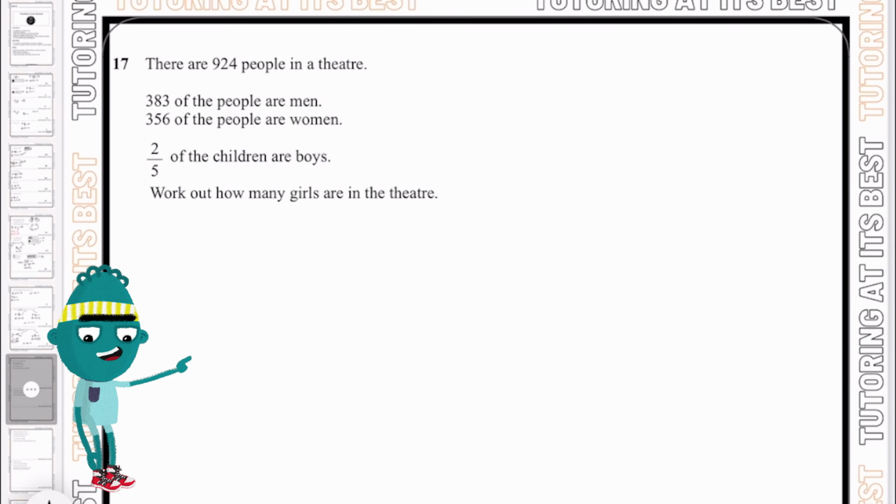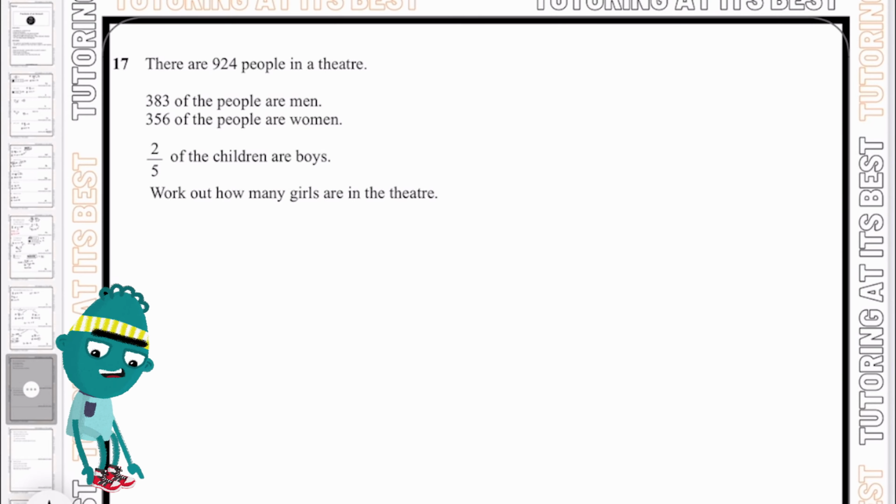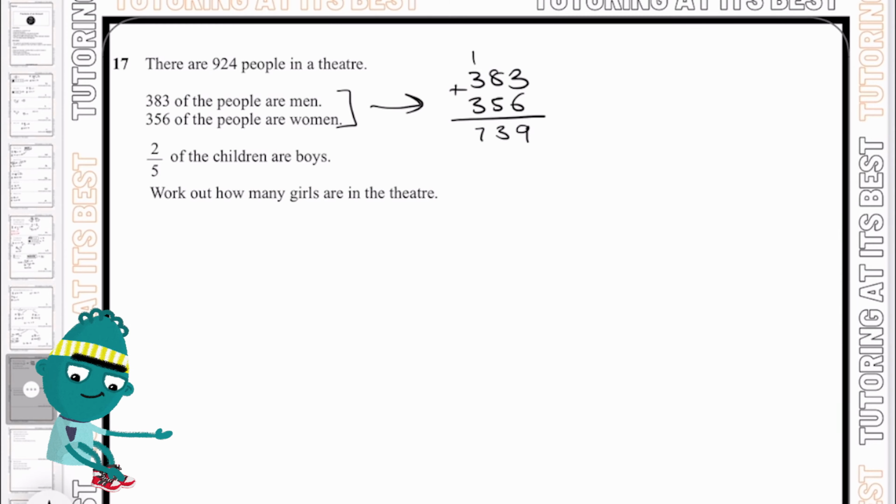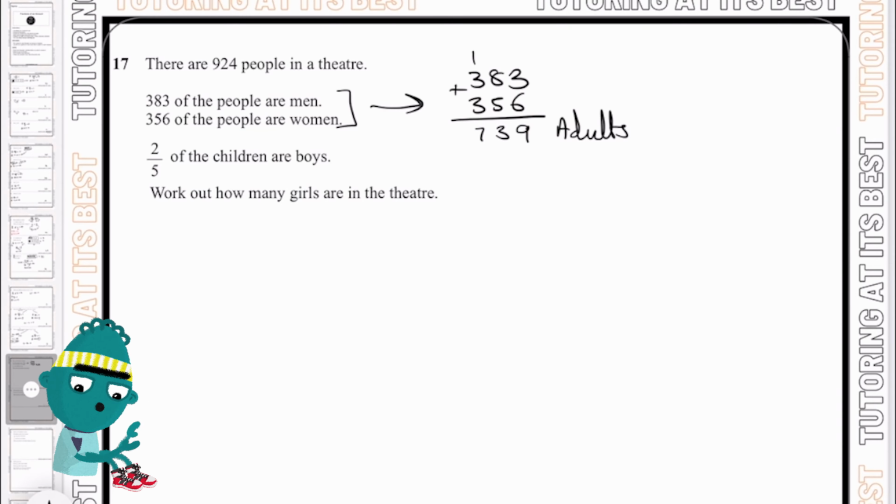Okay, so there are 924 people in a theatre, and 383 are men, and 356 of them are women. And so it states that 2/5 of the children are boys. So how many girls are there in the theatre? So let's now go ahead and find out how many adults there are in total. So I'm going to take this here and let's add them together. So we know there's 739 adults here. Out of the adults, we now need to work out how many children there are.